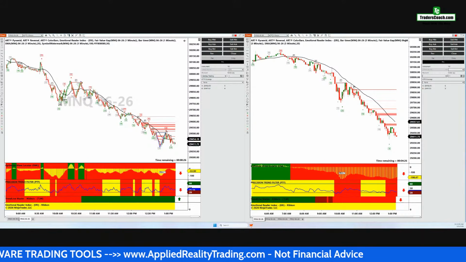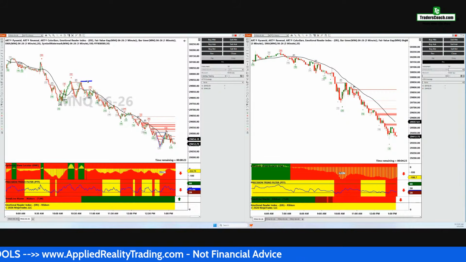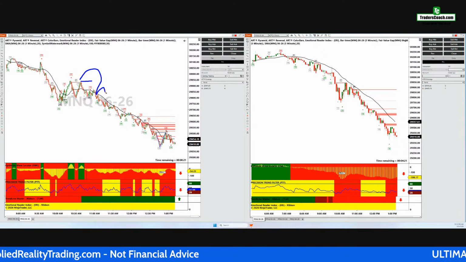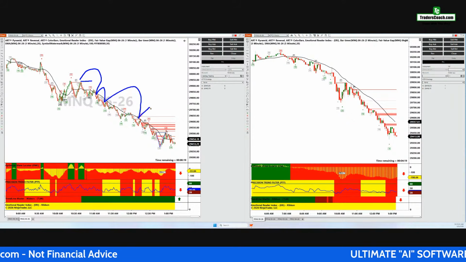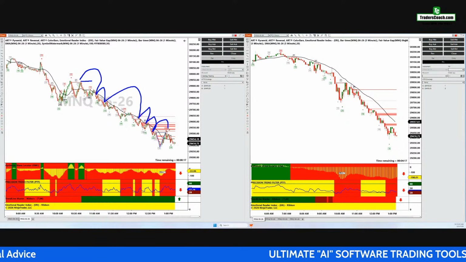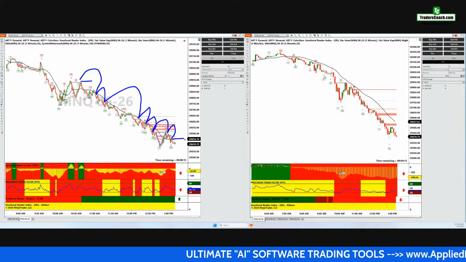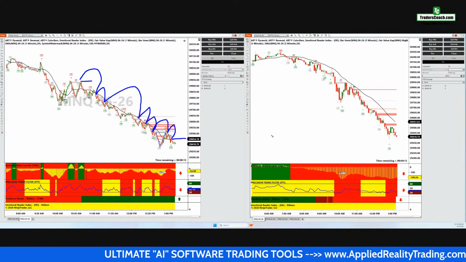But the overall position would be short with the stop here. Then we move our stop here, then here, then here, then here. Each time a new pyramid forms, we ratchet our stops down. And look how effective that was.